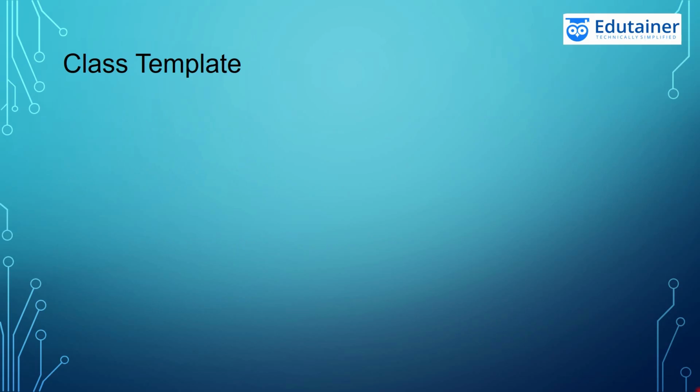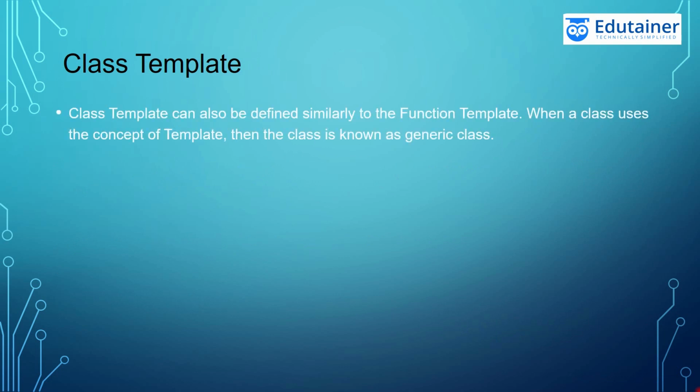Class template. A class template can also be defined similarly to the function template. When a class uses the concept of a template, the class is known as a generic class. It's quite simple, just similar to the function template. But over here, the concept of a template used by classes gives a generic class, and the concept used by functions gives a generic function. Over here we define a template for a class. For example, we create an array class that can accept arrays of various types, such as an integer array, float array, or double array.